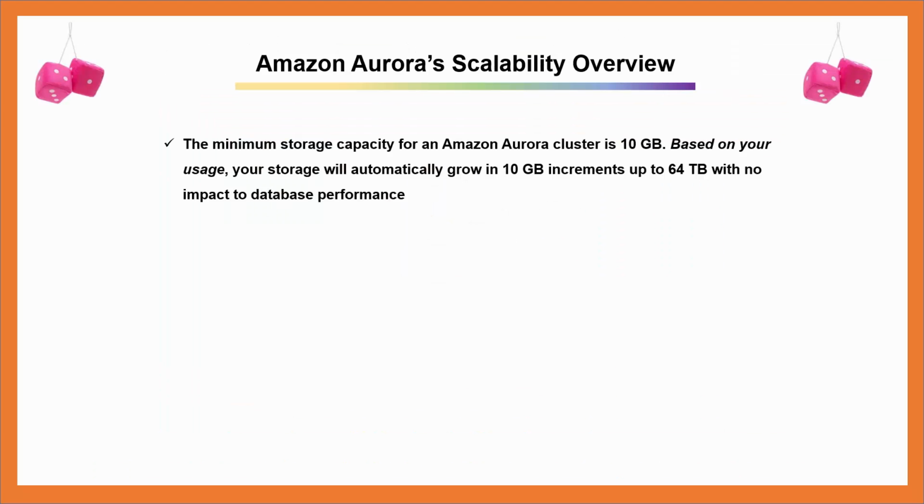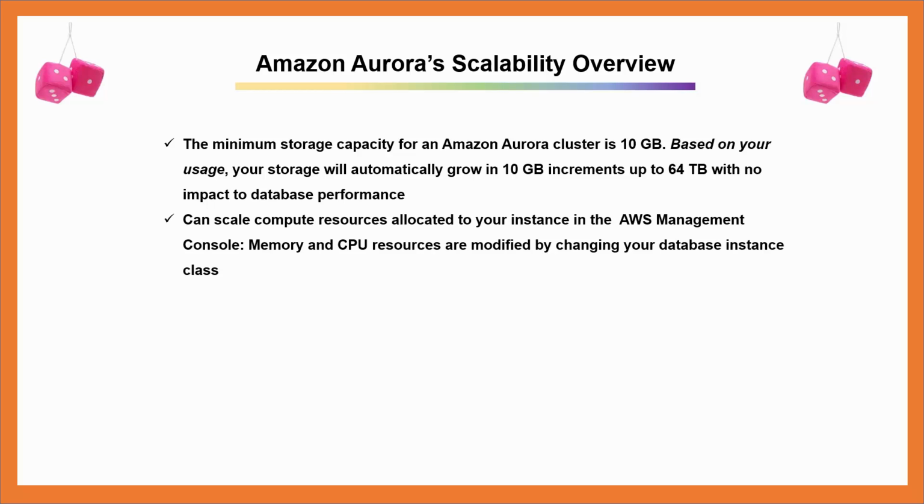The minimum storage capacity for an Amazon Aurora cluster is 10 gigabytes. Based on your usage, your storage will automatically grow in 10 gigabyte increments up to 64 terabytes with no impact to database performance and no need to provision this storage increase in advance.